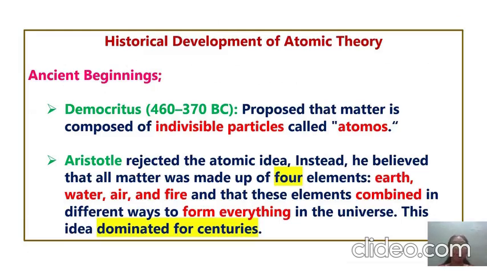First came Democritus, in 460 to 370 BC. He proposed that matter is composed of indivisible particles, and he named them atomos. Atomos means unbreakable or uncuttable. And then came Aristotle. He rejected Democritus's model, and he believed that matter was made up of four elements: earth, water, air, and fire. Through these elements, everything around us is combined.